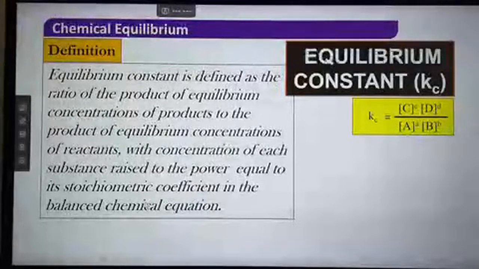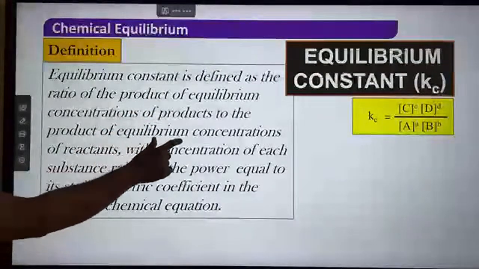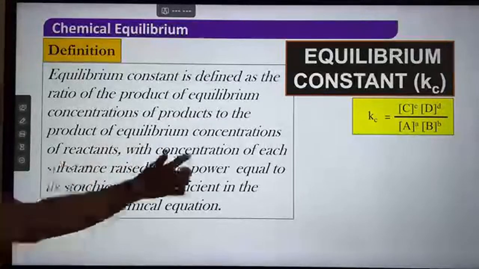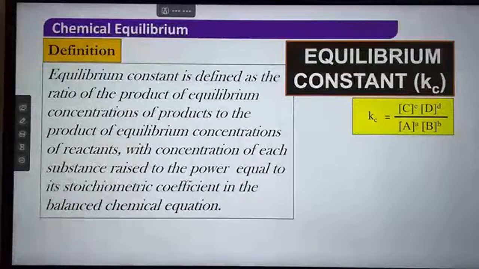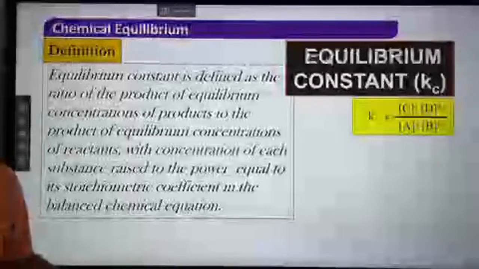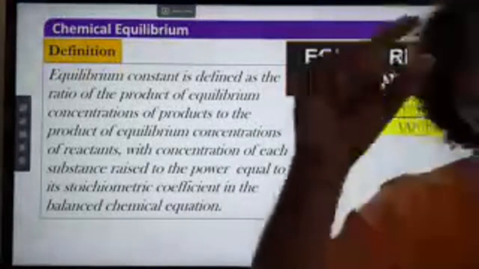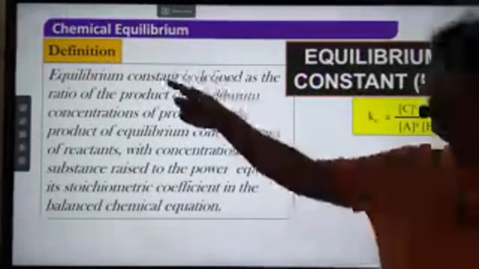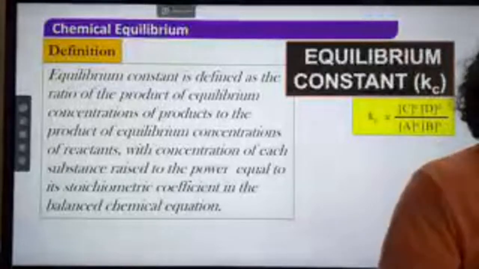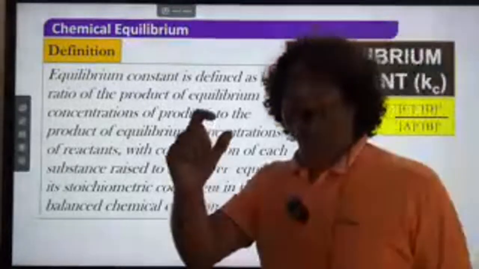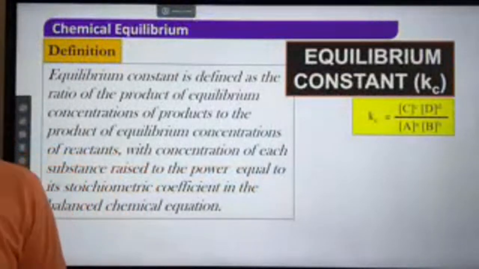Please write down. So equilibrium constant is defined as product of the equilibrium concentration of products to that of reactants, with concentration of each substance raised to its stoichiometric coefficient in the balanced reaction. Okay, we have written it down. This is just a statement form. Now we have introduced something called Kc. What is Kc? When we are talking about equilibrium constant for a reaction, we are expressing all the concentrations in moles per liter.